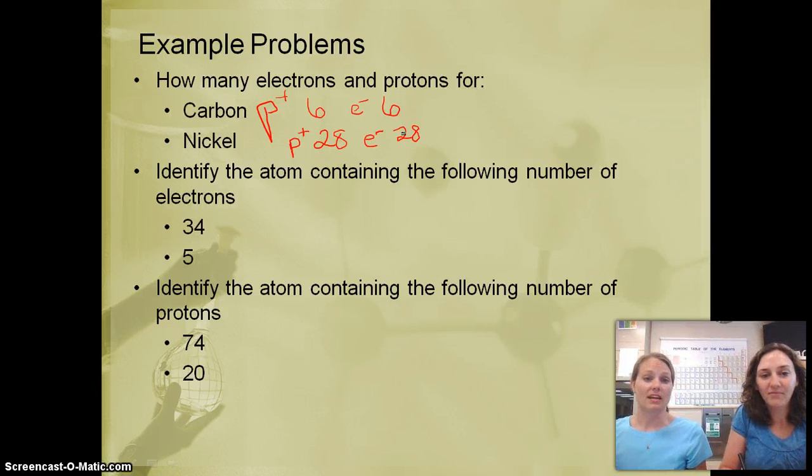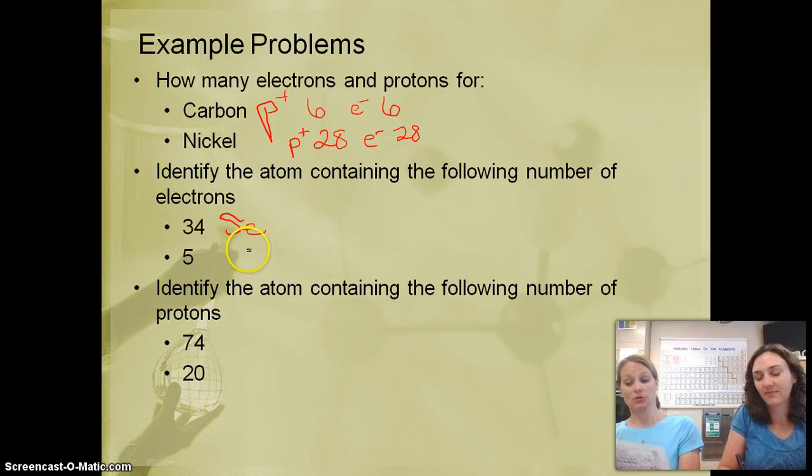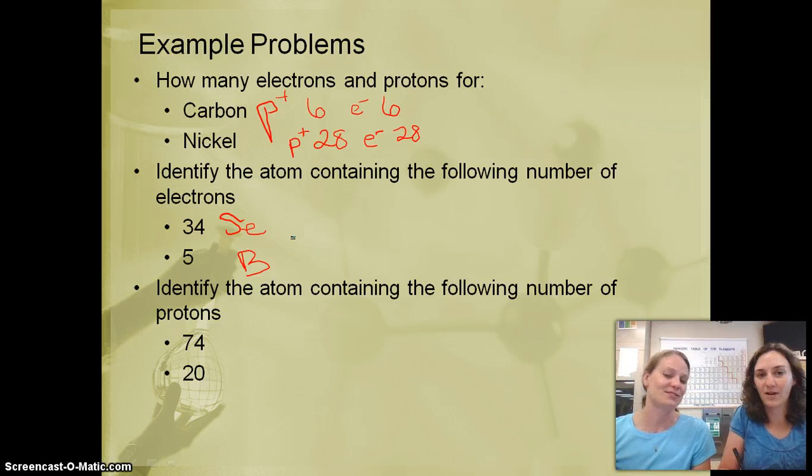Okay? Identify the atom containing the following number of electrons. So here they're telling you, you have an atom with 34 electrons. What are we going to do? We're going to look for the atomic number that is 34. Notice they all go in order. So if you know where 30 is, you can go 4 over and you'll find 34. We hope. All right, we have selenium. Se is 34. So all we need to do is write down its symbol, Se. And then we have an atomic number of 5. And 5, we're going to look on our periodic table in order, is B for boron. Not a moron, just boron.